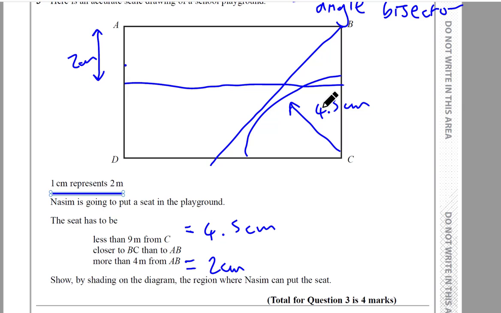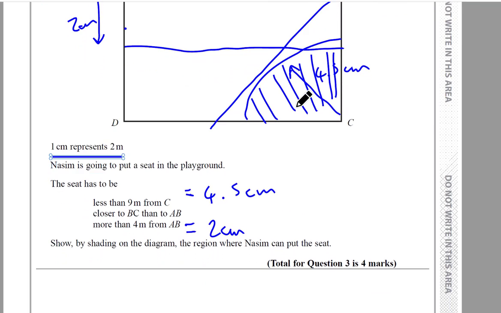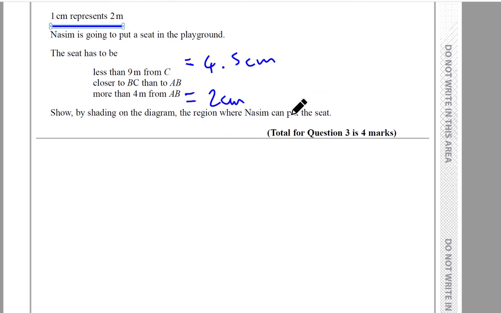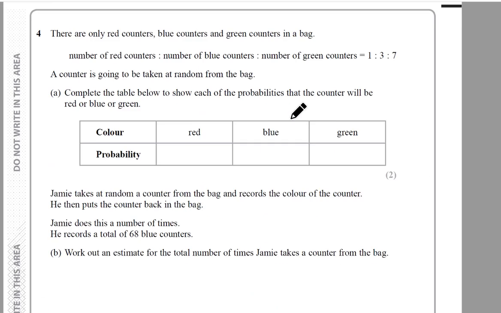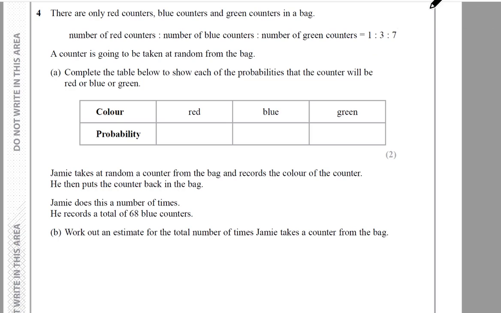Less than 9 metres from C, that's here. Closer to AB than AC, so it will just be this region here. And that's where you shade, and that'll be correct, but it's based on your drawing. But as long as you've got the idea for that, I'm happy with that. That is an easy 4 marks if you're good at it.